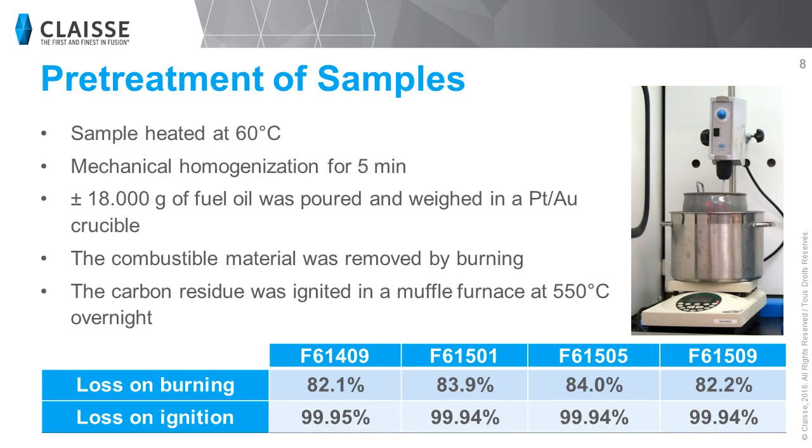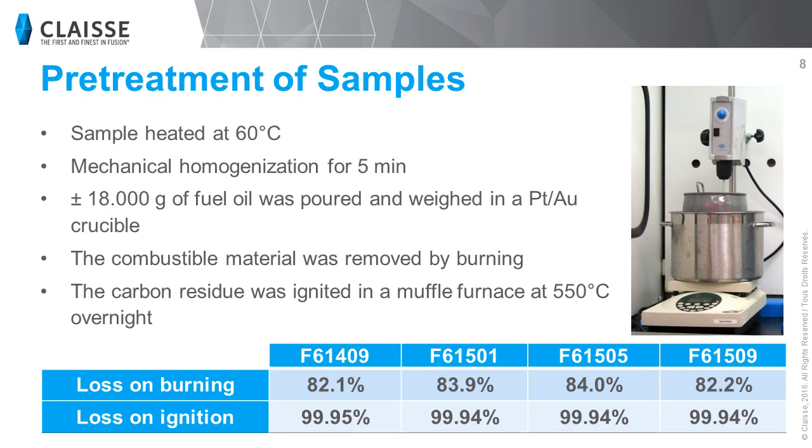For fuel oil samples, a pretreatment must be made prior to the dissolution or sample preparation. As per ASTM D5184, the samples were heated at 60 degrees Celsius before being mechanically homogenized for 5 minutes. Then, approximately 18 grams of the fuel oil was weighed in a platinum-gold crucible.